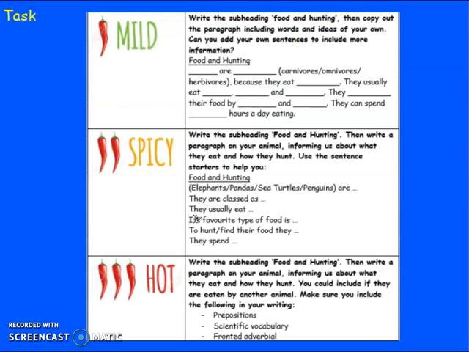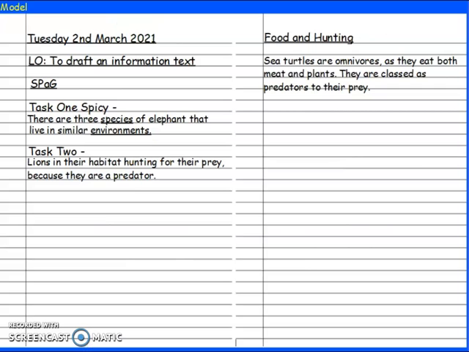Okay, next sentence then. They usually eat. Oh, okay, so looking at my plan, what do they usually eat? They usually eat seagrass. I can do a bit of a list here, and so I need my comma. They usually eat seagrass, fish, and I know sometimes they eat jellyfish too. There we go. Got a list of 3 there.